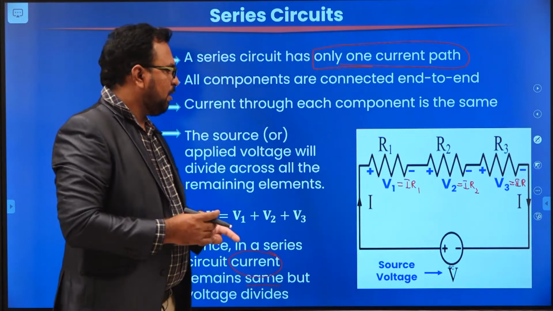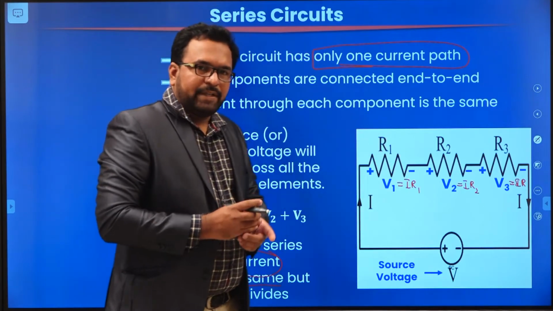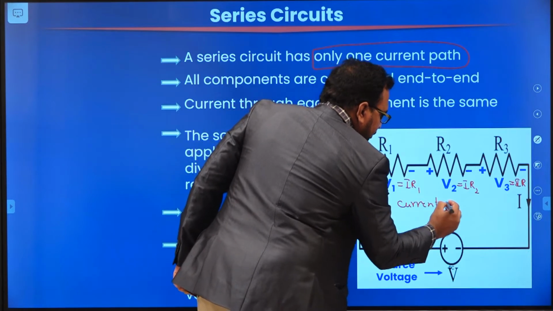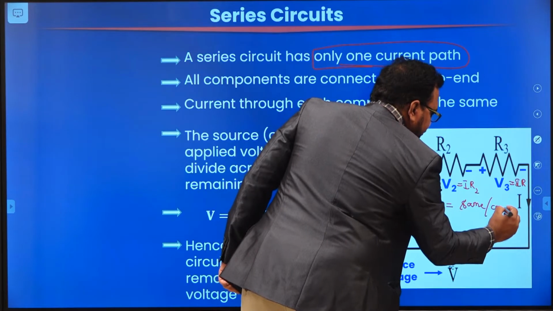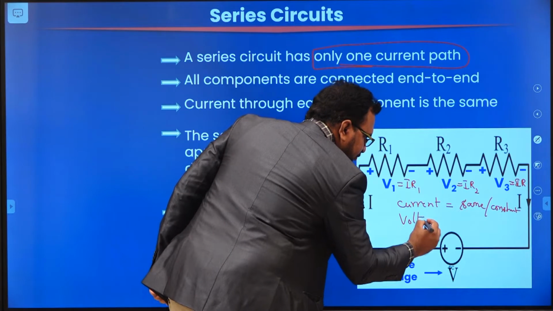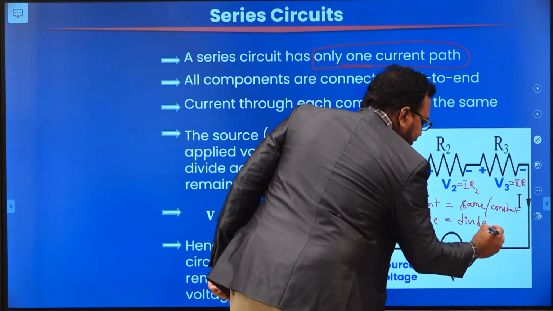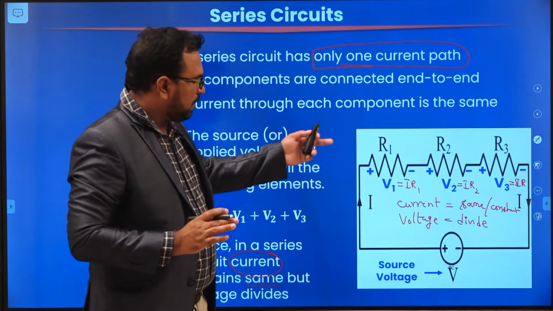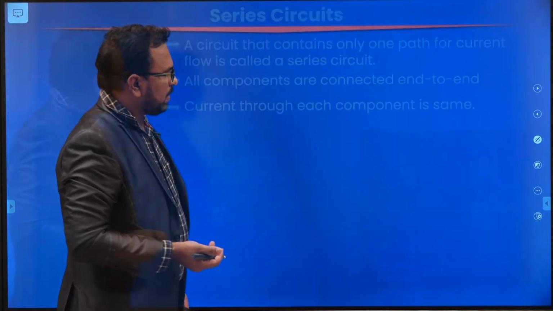The main important point you have to remember is that the current remains the same in a series circuit, and the voltage will divide. So current is the same or constant. What about voltage? Voltage will always divide. It is not the same. So current is the same, voltage divides. That is the thing you have to remember in a series circuit. Now let us discuss this further.